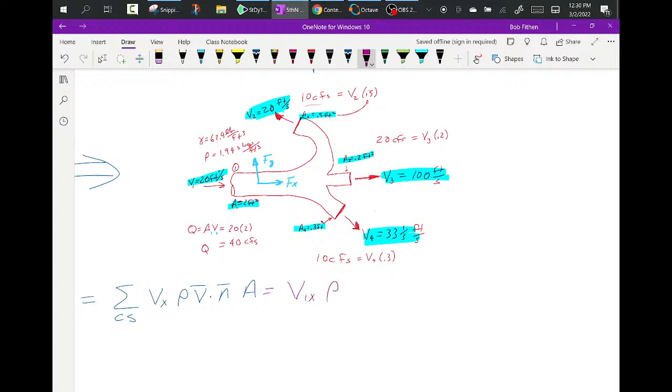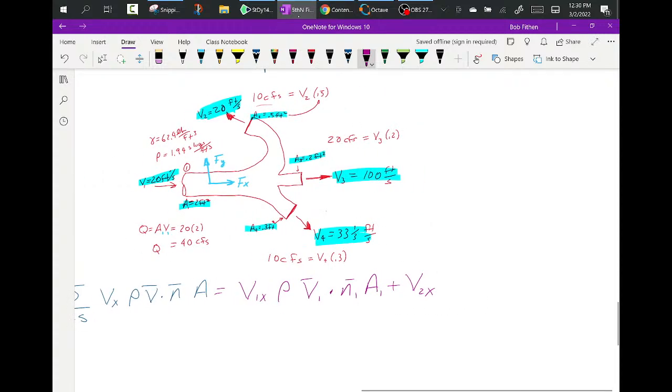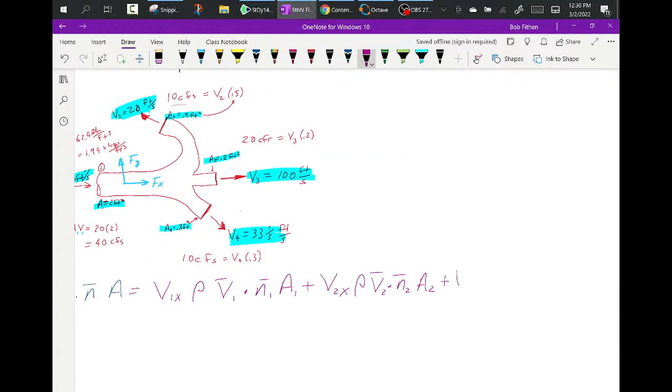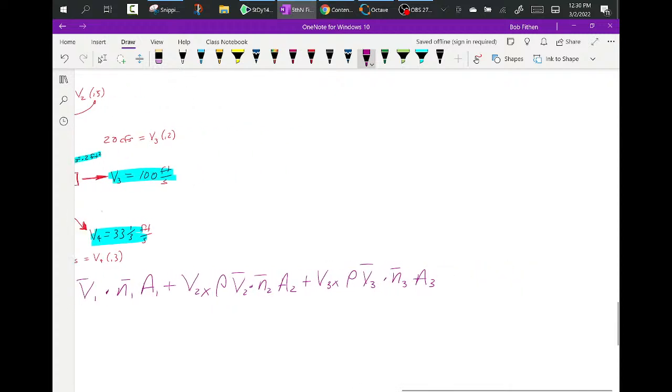V1x, rho, V1 dot N1, A1, plus, guess what? V2x component, rho, V2 dot N2, A2, then plus V3x, rho, V3 dot N3, A3, and then finally V4 in the x component, rho, V4 dot N4 and A4.